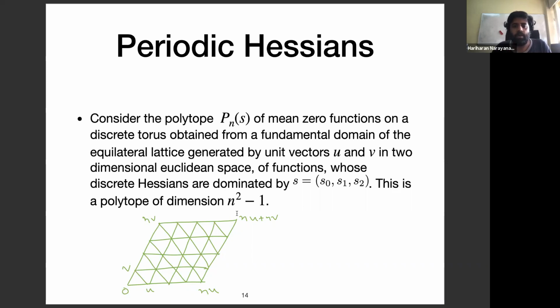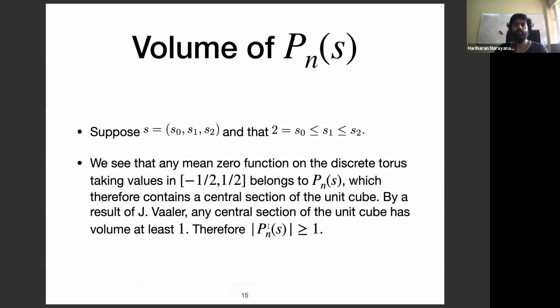This is the torus, such that the discrete Hessians are dominated by S equal to S0, S1, S2. This is the polytope of dimension n squared minus 1. So what is the volume of Pn of S? Suppose S is equal to S0, S1, S2, where 2 is equal to S0, less than or equal to S1, less than or equal to S2. We see that a mean zero function on the discrete torus taking values in minus half and half completely belongs to Pn of S. Why? Because the Hessian will always be dominated above by 2, and 2 is equal to S0 here.